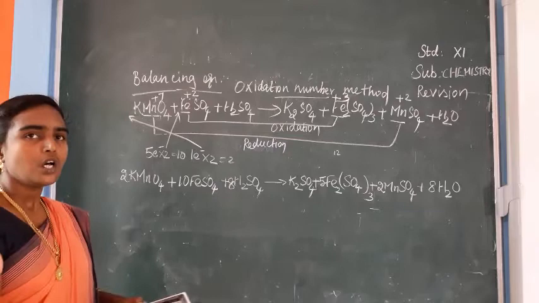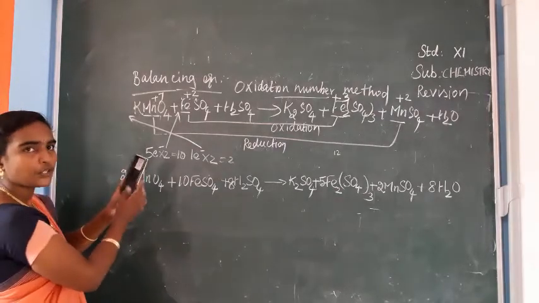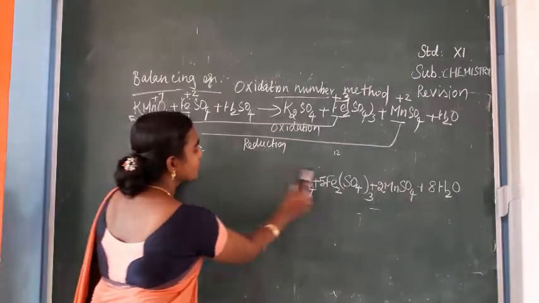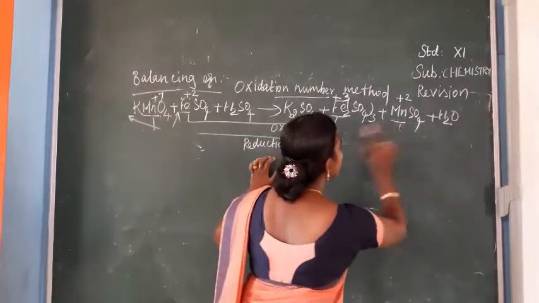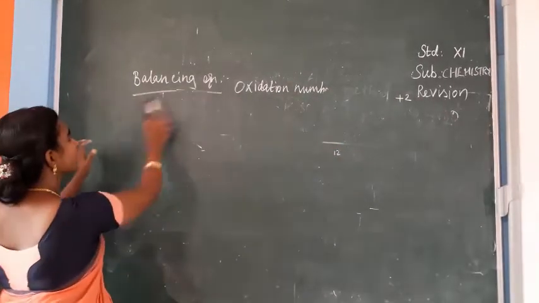Is it clear? Next we can see one more method of balancing equations, that is the ion electron method. So what's the next method? How to balance the equation using the ion electron method. I'll give an example.